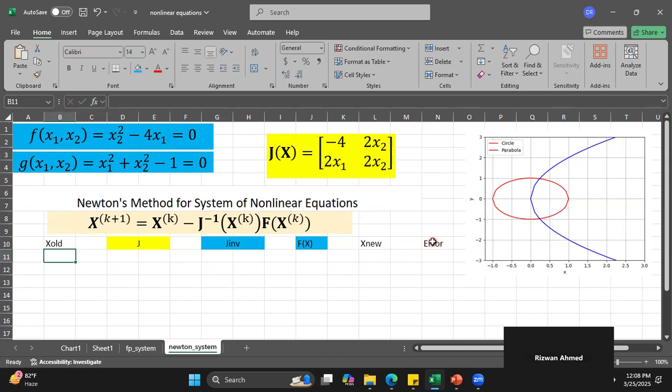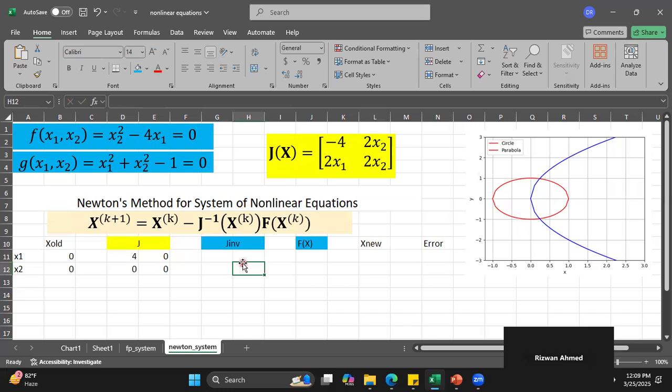So I define x old. I take 0, 0. This is for x1 and this is for x2. Then the J matrix is to be calculated. The first element is 4. Then it is 2 times x2, so it should be taken from here. Then this one is 2 times x1. And then 2 times x2. The matrix has been calculated.